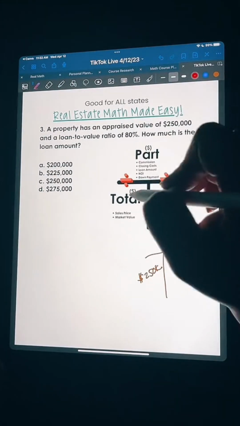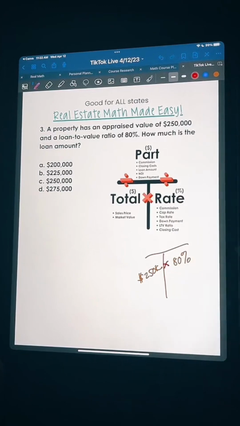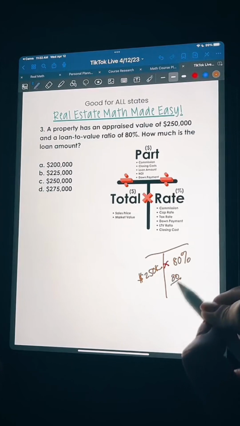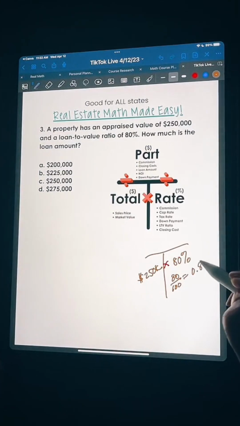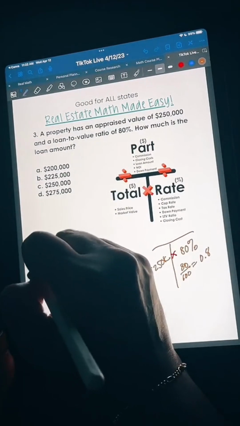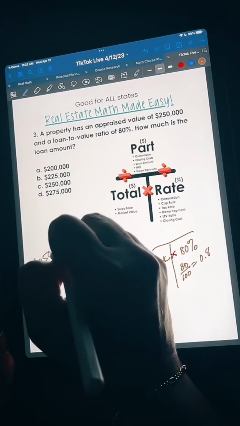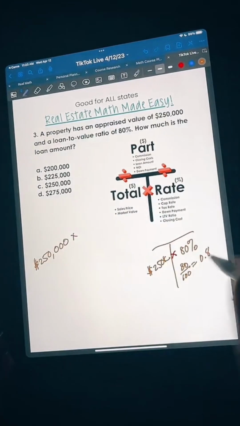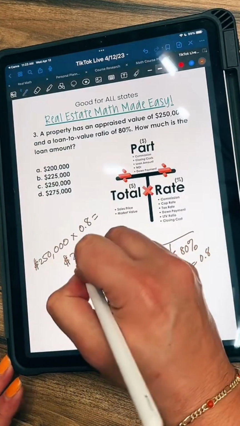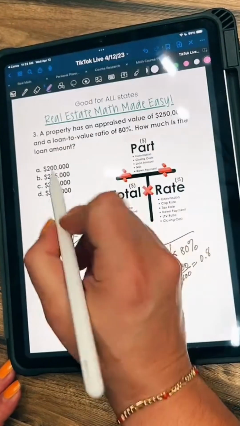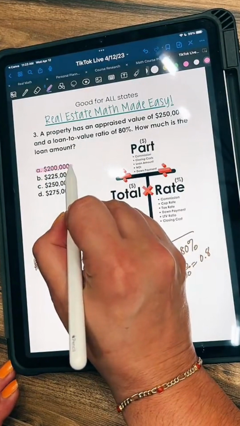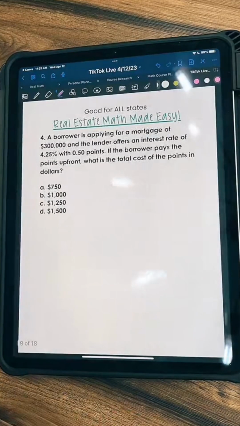So according to our T method, we see that we have to multiply. All right, but let's change this 80% to a decimal. And we do that by dividing by 100. So that's going to equal 0.8. So the first thing you do is $250,000 times 0.8. So my loan amount is going to equal $200,000. All right, so A is my answer. So let's go on to the next question.